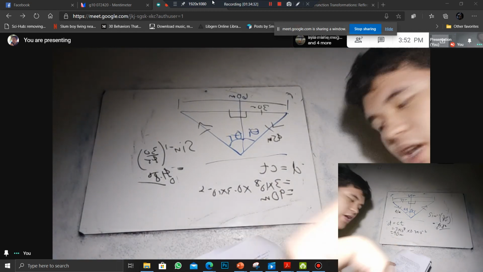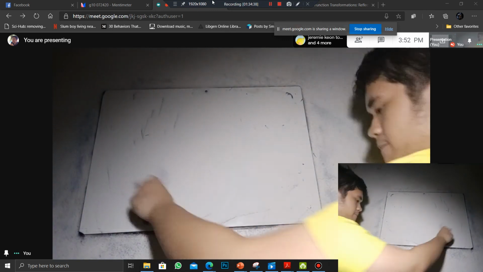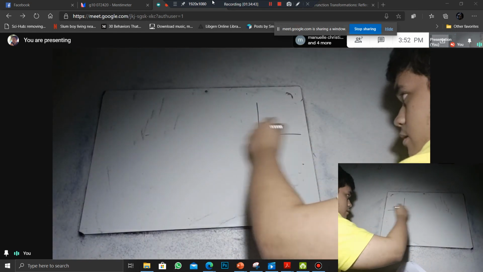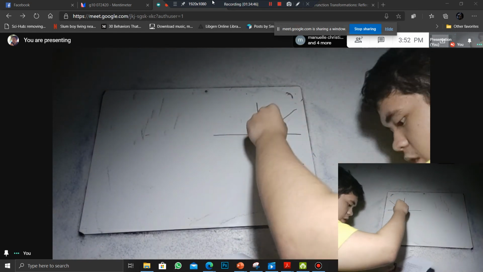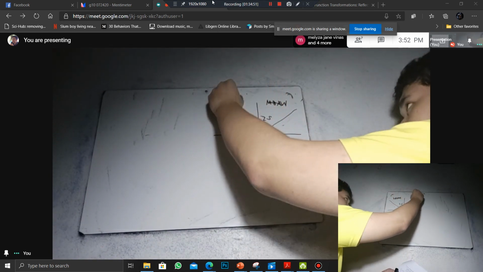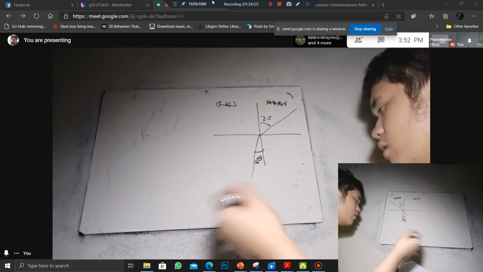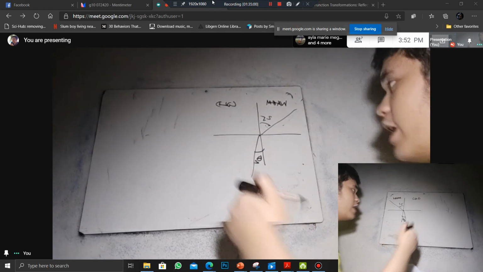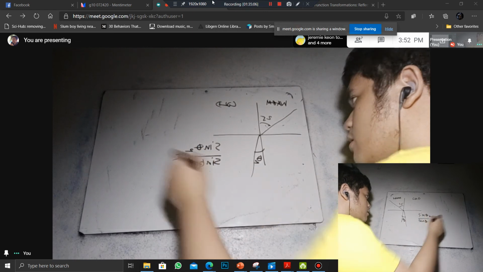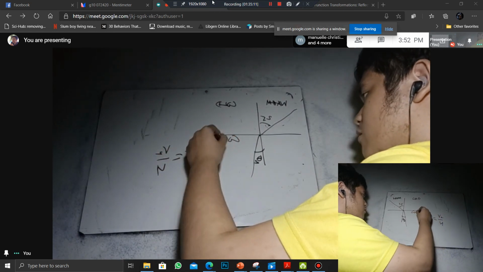Sige, letter B. Letter B, simple plug and play lang yan, no? Ito raw yung nangyari. 25 degrees, warm, cold. Hindi accurate yung drawing, no? Basta something like that. Theta 2. Okay? Sin theta 2 over sin theta 1 equals V2 over V1. V2 is cold, V1 is hot, no?